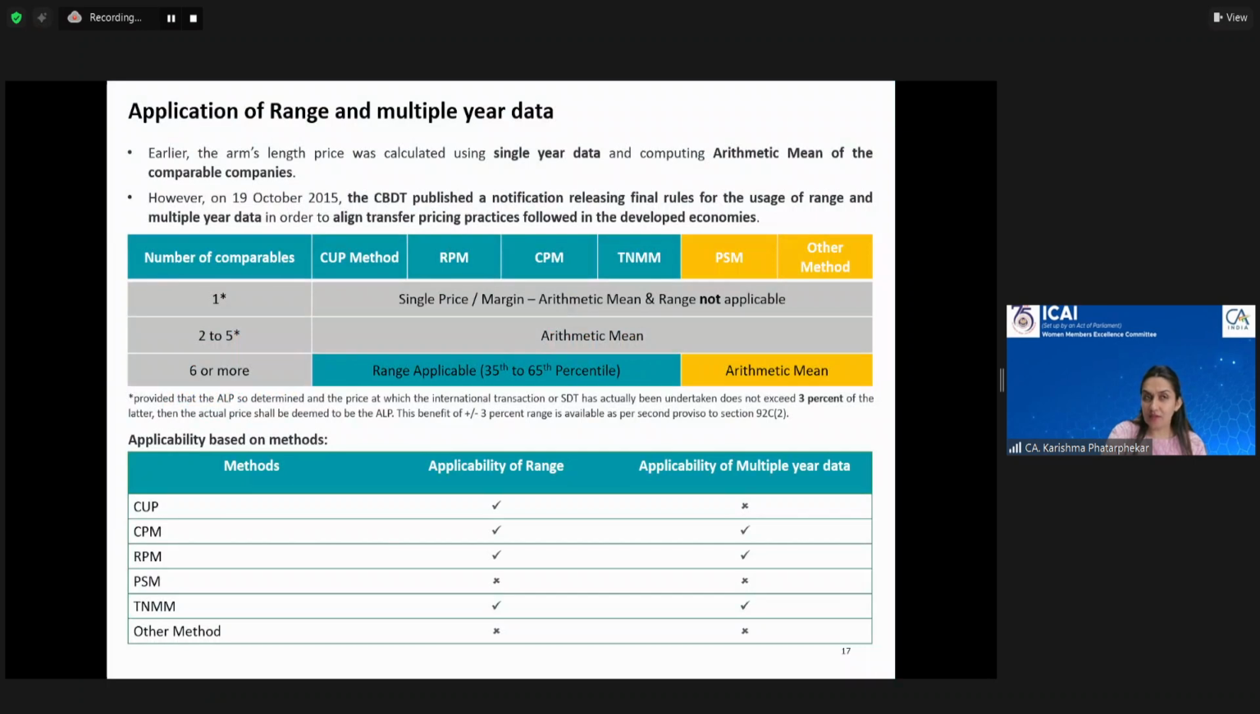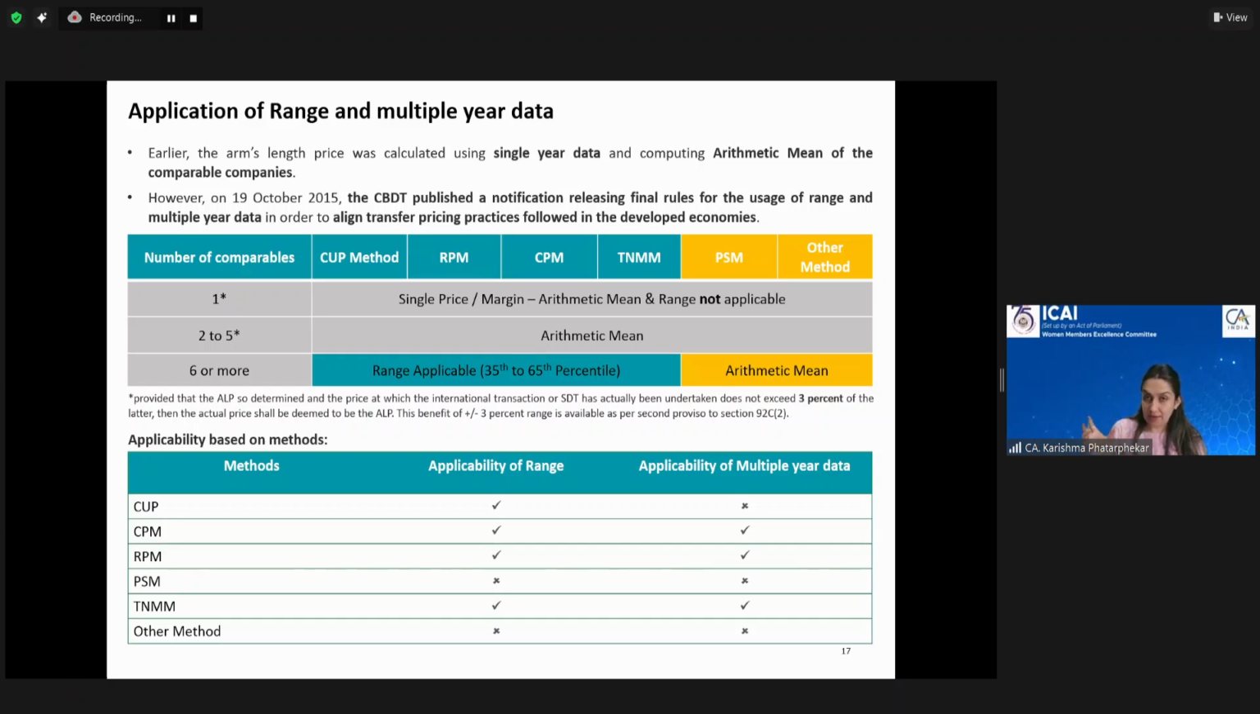Then came the interesting concept of range and multiple year data. What happens in transfer pricing is you typically compare your transaction with a set of comparable companies. Therefore, you don't have only one data point for arm's length. You could have multiple data points for arm's length. So, as per the law when it was earlier introduced, they said that if you have 10 data points for benchmarking yourself, then you need to take an average of all the 10. And on that average, you would obviously be allowed a plus or minus 3% band, because obviously everybody cannot operate at one single price.